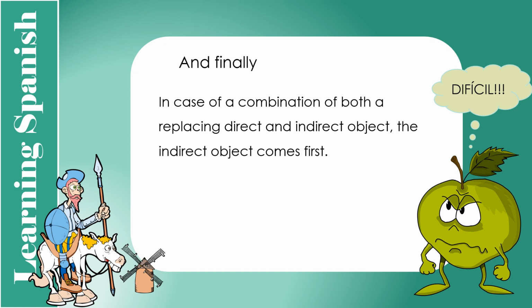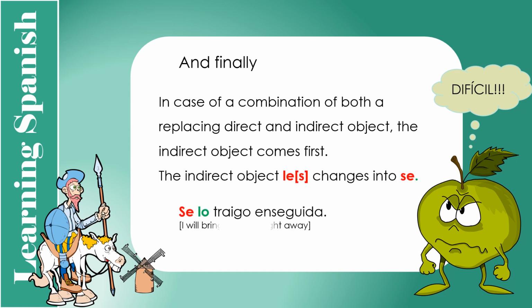And to complicate things further, in case of the indirect object being le or les, then it changes into se. So, if you see the example, it's se lo traigo enseguida and not le lo traigo enseguida. It sounds also a bit funny. So, le or les changes into se.